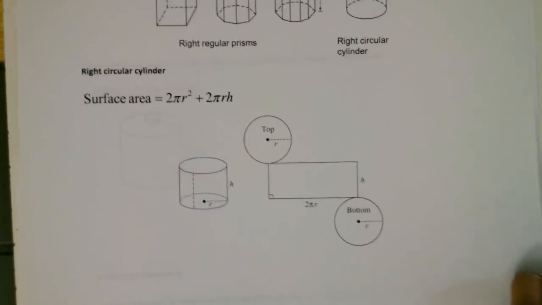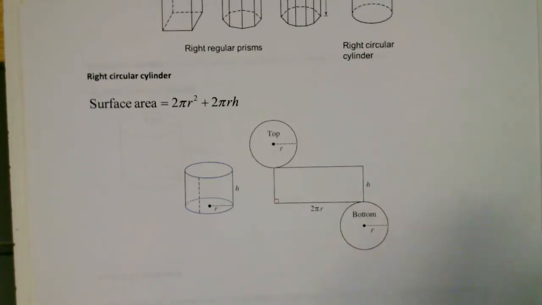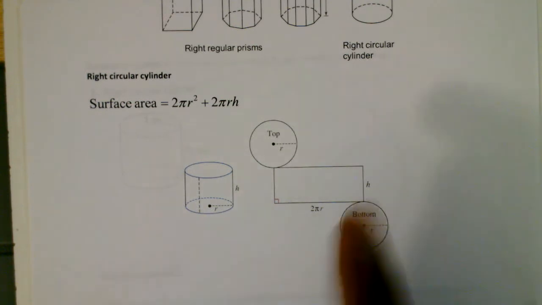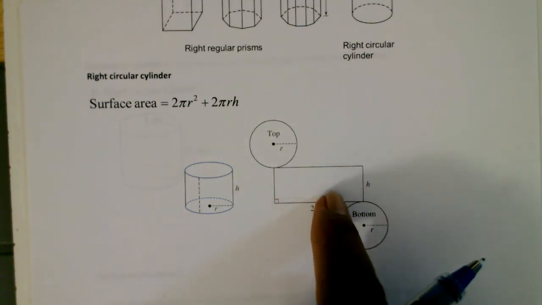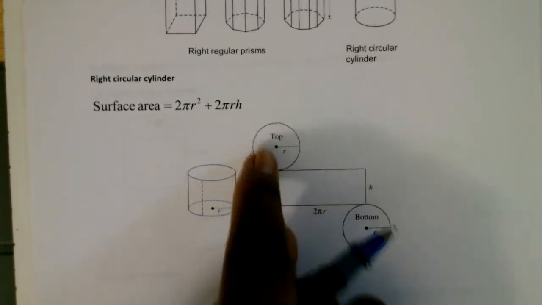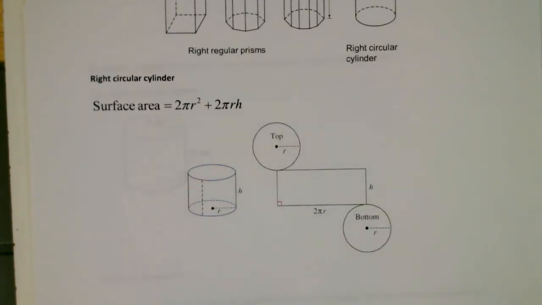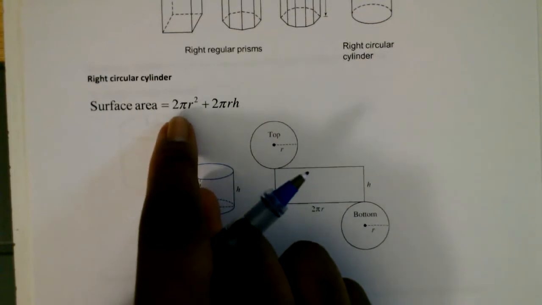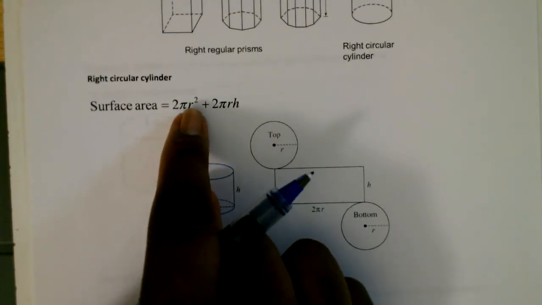Now, the surface area of a right circular cylinder is 2 pi r squared plus 2 pi r h. If you flatten out that right circular cylinder, it will end up like this. As you can see, your bases are the 2 circles, the top and the bottom. The area of a circle is always pi times the radius squared, and you've got 2 circles here, so that's where the 2 pi r squared comes from.